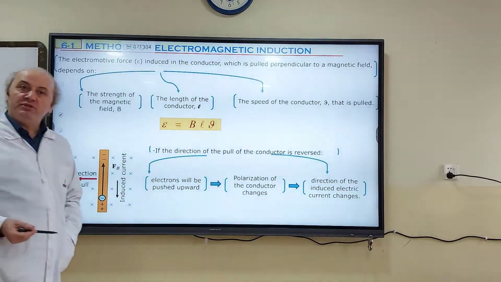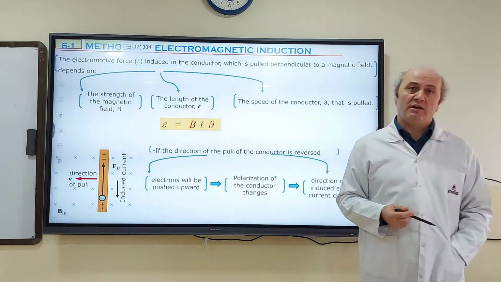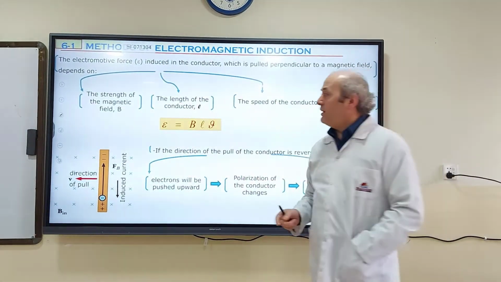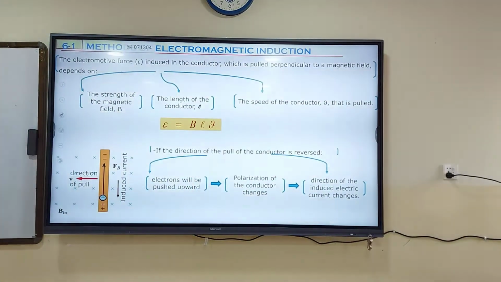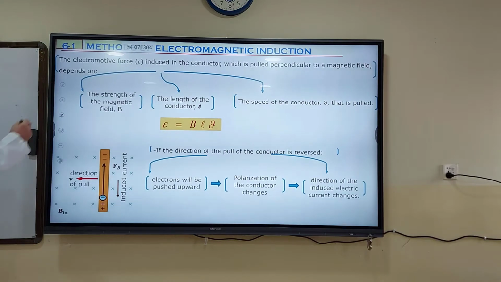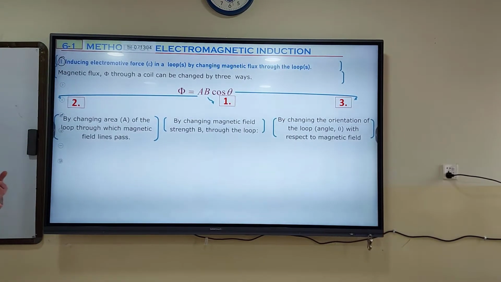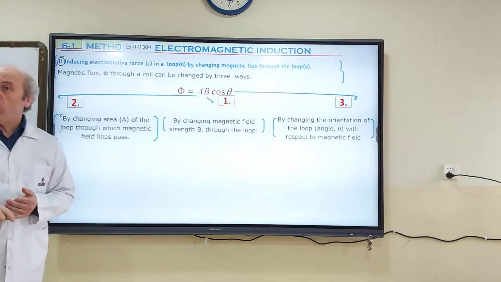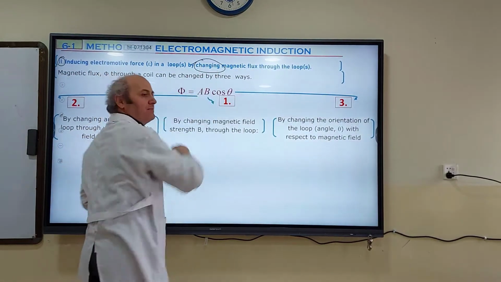Okay, now we will continue the second method. This method is not very practical. I mean, you cannot always pull a wire inside a magnetic field back and forth. Instead of using this, a more practical method is used. That practical method, the second method, is inducing an electromotive force E in a loop or loops by changing magnetic flux.